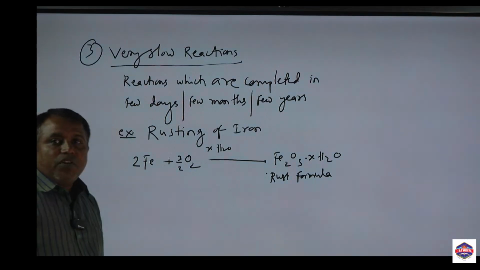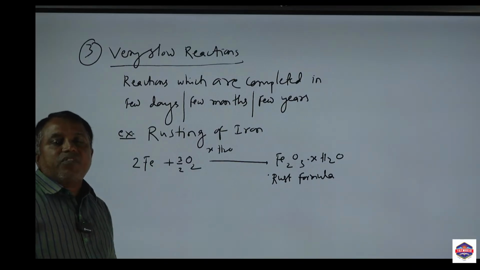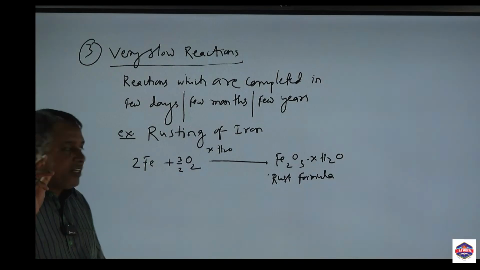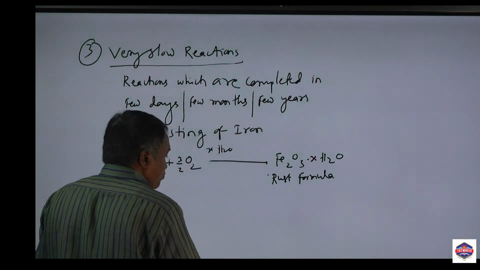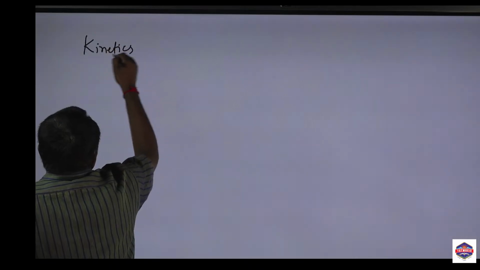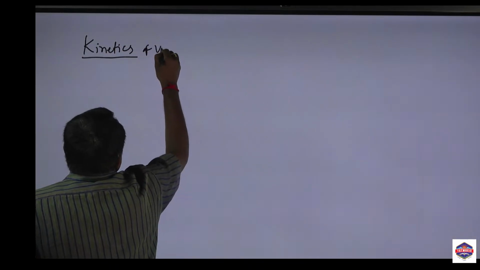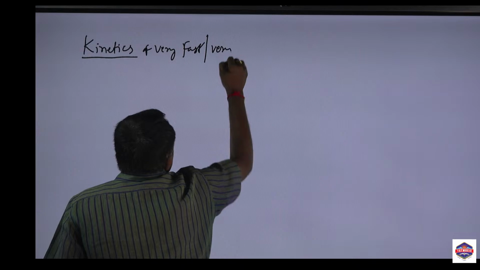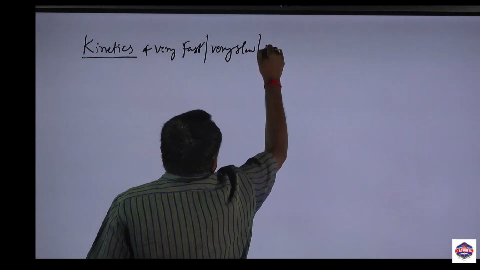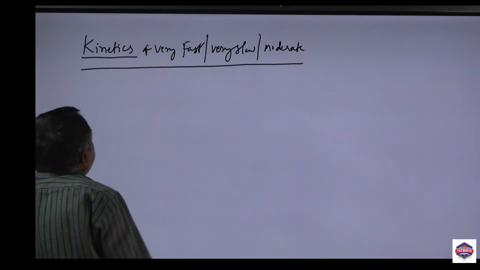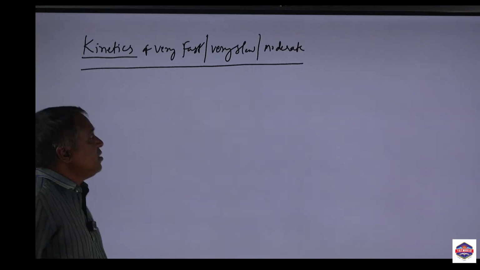Now we are going to discuss the kinetics of three different types of reactions, like very fast, very slow and moderate reactions. So now we are going to explain the kinetics of very fast, very slow and moderate reactions.